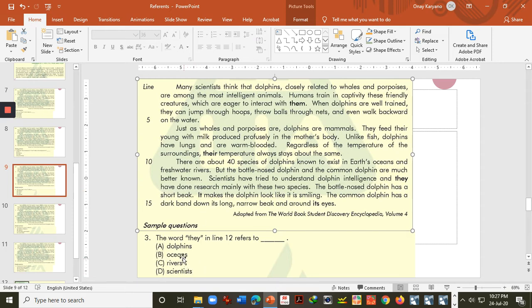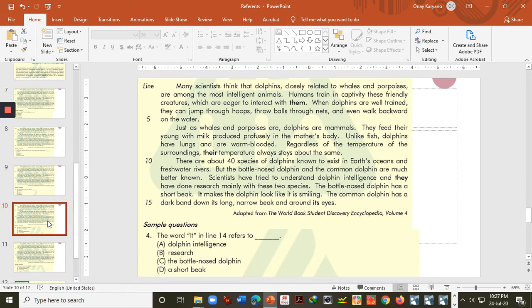Oke, jadi bisa kita simpulkan bahwa dari 4 jawaban ini, pertama kita buang dolphins karena di sini adanya dolphin bukan dolphins, right? Kemudian oceans and rivers, and then dari the meaning have done research. Berarti kemungkinan the best answer adalah D, right? Karena scientists have done research. Okay? How about number 4?